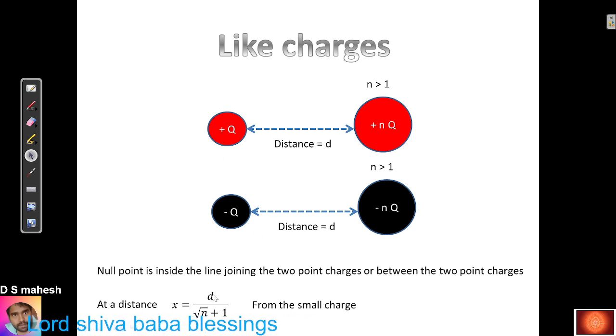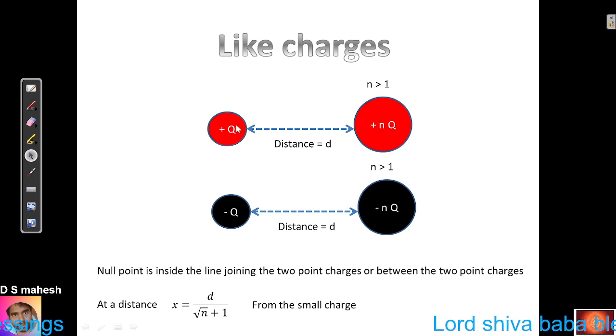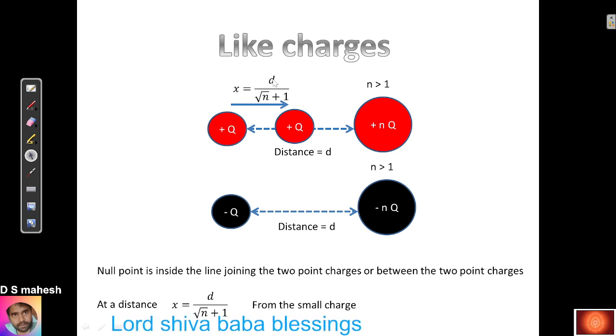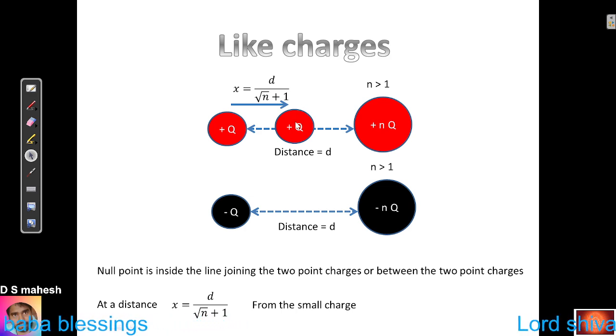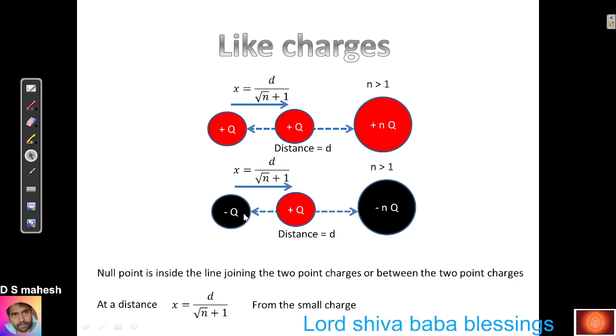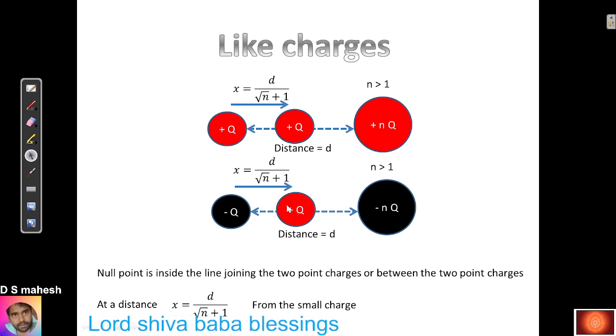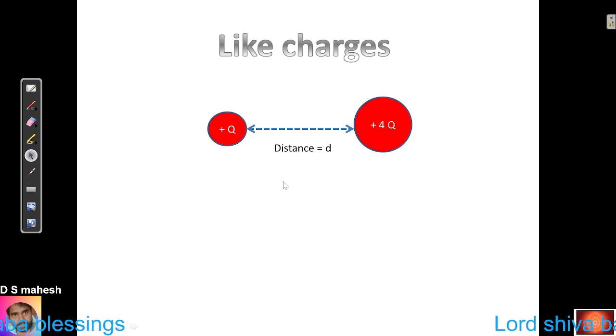It is at a distance of d divided by square root of n plus 1, where n is the number of times multiplied by this charge, and d is the distance between these two charges. So at a distance x equal to d divided by square root of n plus 1, we need to place another charge where it will experience no force. This point is called the null point. The same thing applies for negative charges also. It is at a distance of x from the smaller charge, at a distance of d divided by square root of n plus 1. So now let us consider an example.